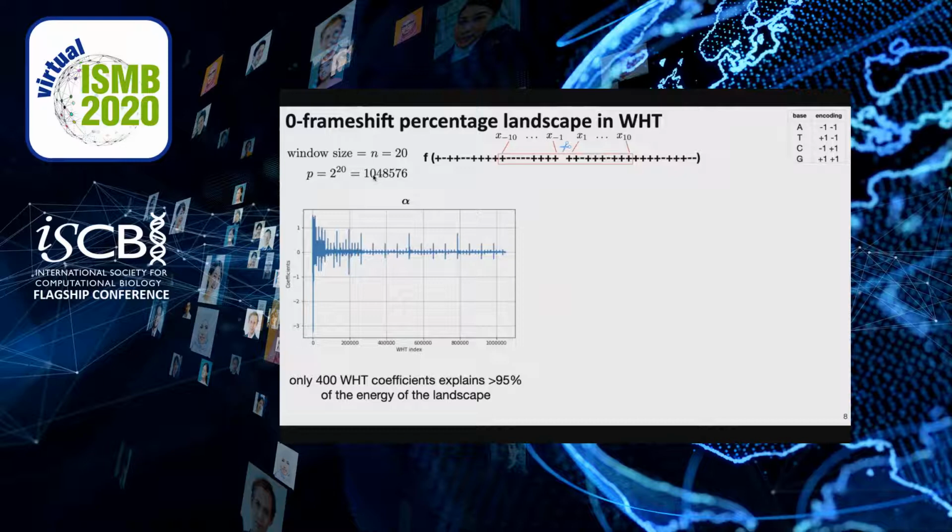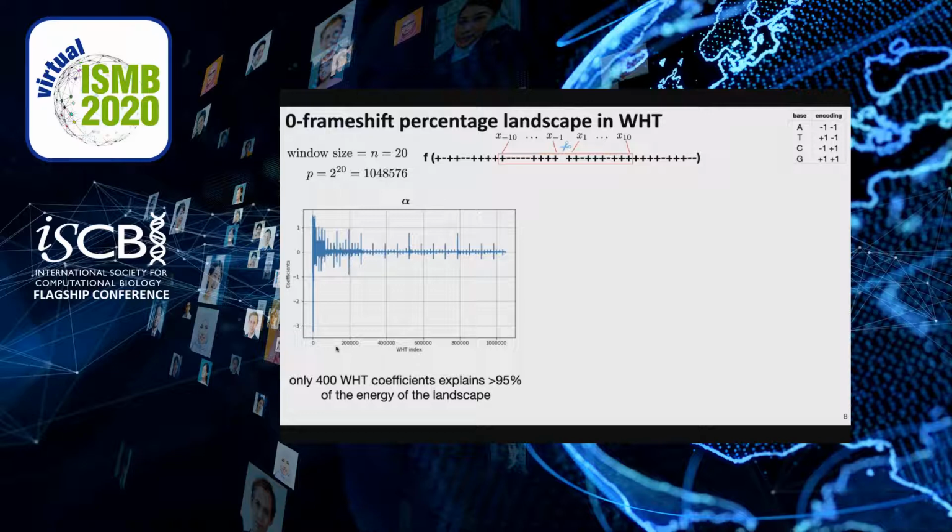I construct the DNA repair landscape and find the Fourier transform. And this is the Fourier transform of the landscape. So it's interesting that the resulting landscape is very sparse in WHT. In fact, only 400 coefficients explain more than 95% of the energy in the landscape.